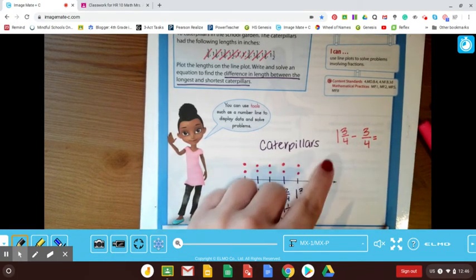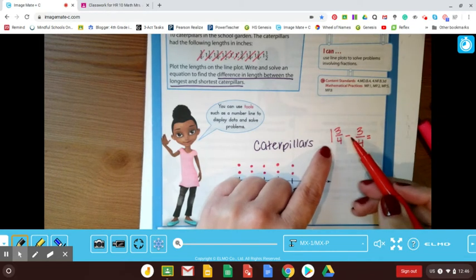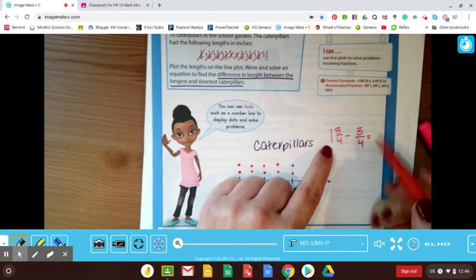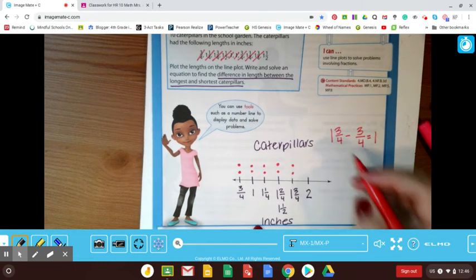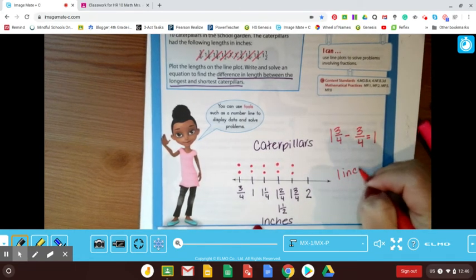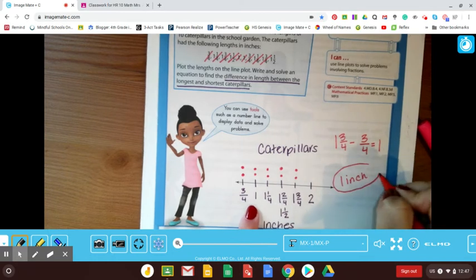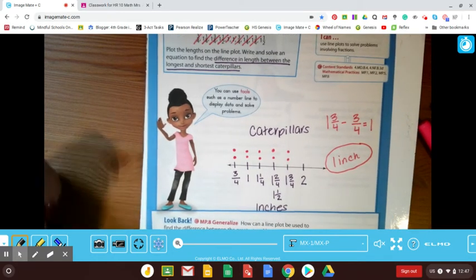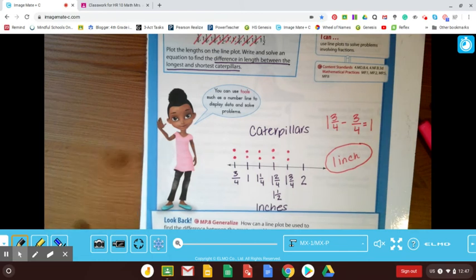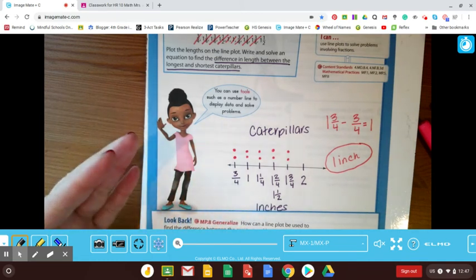This is actually a nice and easy problem. If I have 1 3/4 and I take away 3/4, I am left with 1. So 1 what? 1 inch. So 1 inch is my final answer. I like to circle it to make sure that they see that that is my final answer. And I'm done. So I was able to use this line plot to solve this problem.